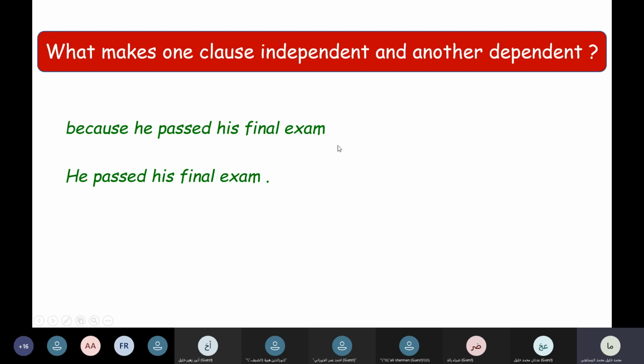Now, what makes one clause independent and another dependent? If the sentence has a complete meaning, it will be independent. If it doesn't have a complete meaning, it will be what? Dependent. We have some words that make the sentence a dependent clause. Because, for example, makes the sentence what? Dependent.